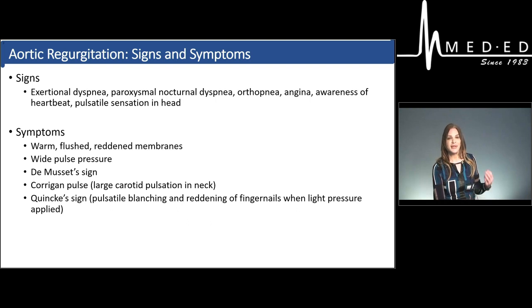De Musset's sign is head bobbing, and if you watch these patients very carefully, you will notice that with every beat of their heart, their head is bobbing up and down. Sometimes it's very subtle, but you can see that happening. Corrigan's pulse is a large pulsation in the neck and the carotid artery, where their carotid artery is just pulsating. And then Quincke's sign is pulsatile blanching of the nail bed when light pressure is applied. Typically, that should turn white. If it doesn't and it stays red, then that would suggest that there's hyperdynamic circulation.